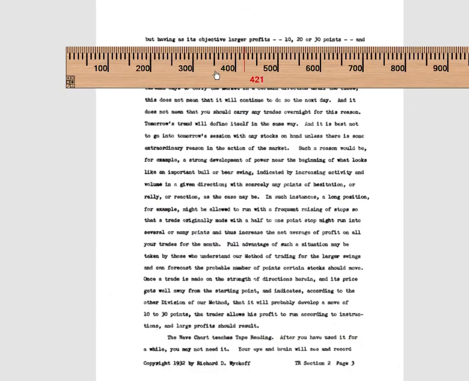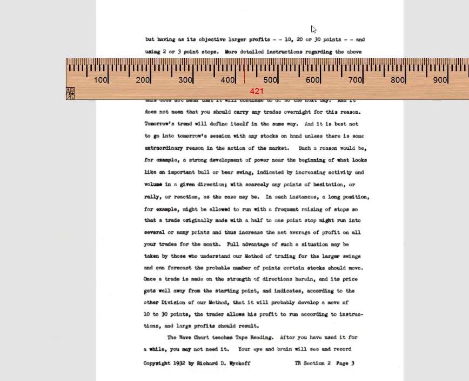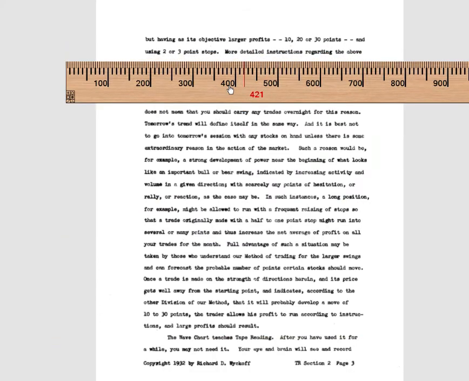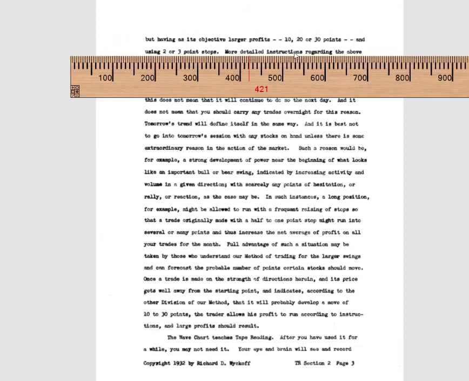But having as its objective larger profits, so he's talking about swing trading having larger profits, meaning 10, 20, 30 points, and using 2 to 3 point stops. So worst case is 3 to 10, which is a 1 to 3. Best case is 2 to 30, which is 1 to 15. Risk reward.